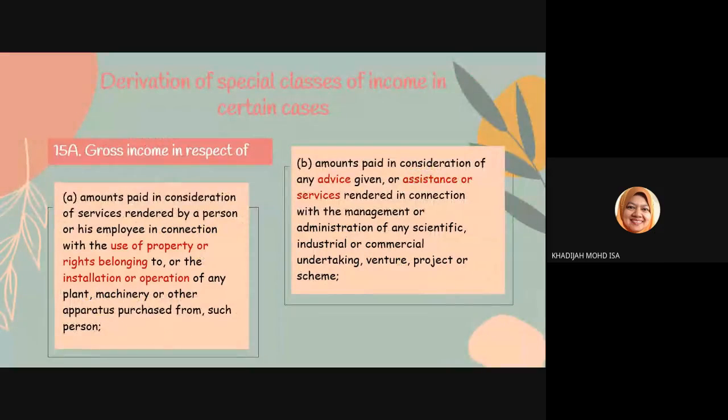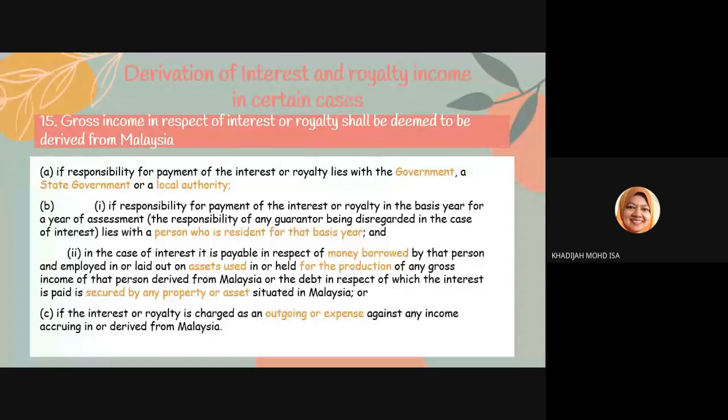All right, hold on, Sarah Rose. Can you go back to your earlier slide? I think this slide is very important for the understanding of the interest income.